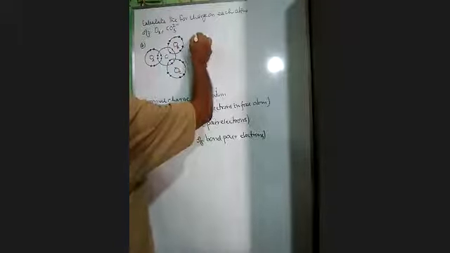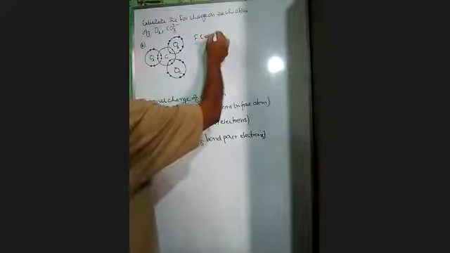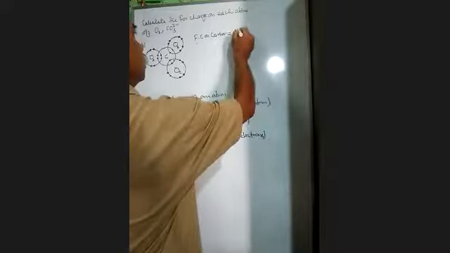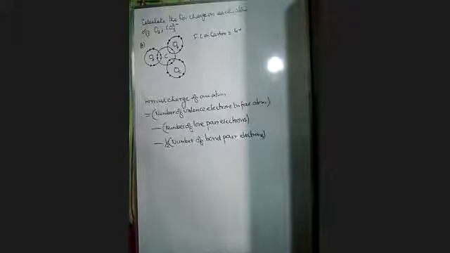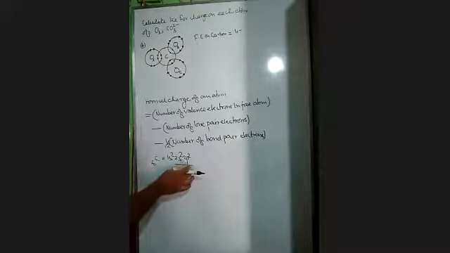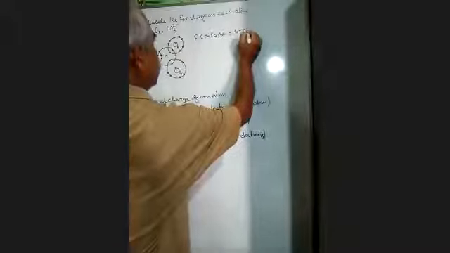Now, formal charge on carbon. Okay, so carbon has how many valence electrons? 6. Valence electrons: 1s2, 2s2, 2p2. Don't make a mistake. Don't take the atomic number. This is the outermost shell, it's called the valence shell. So now we have the number of lone pairs. Carbon does not have any lone pair. All the electrons are engaged in bonds.